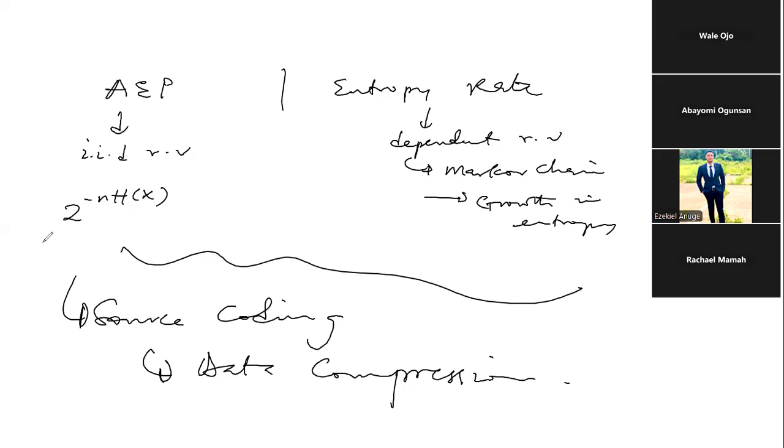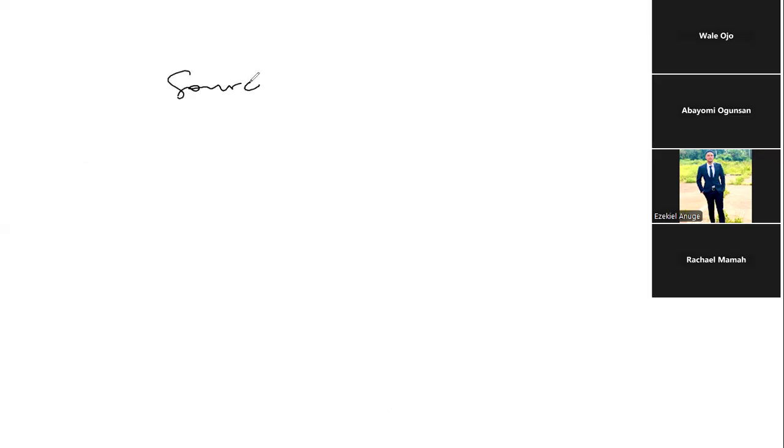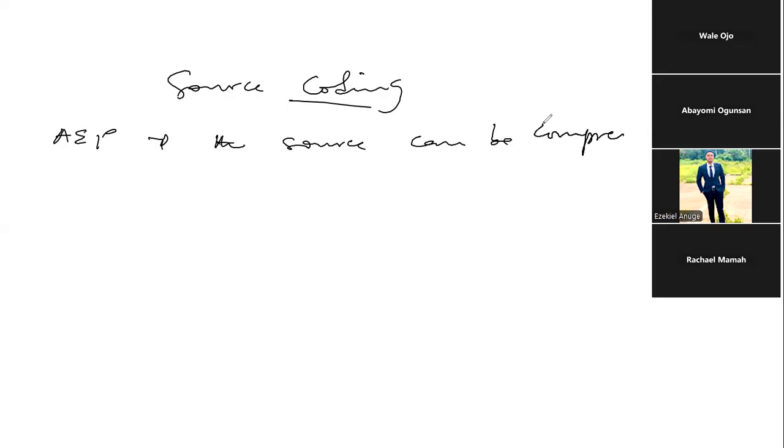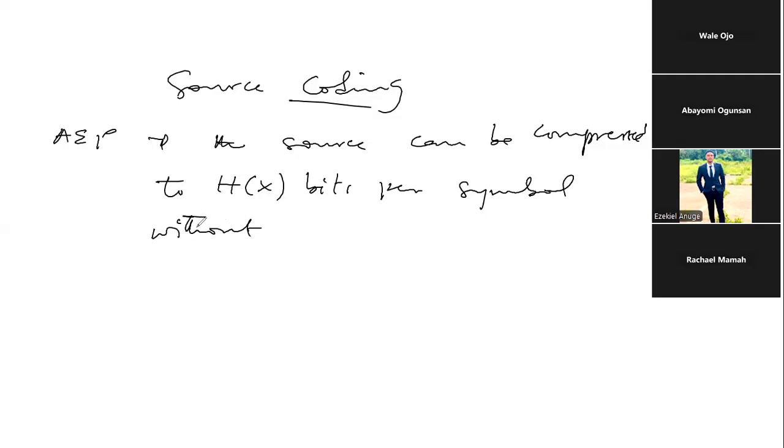Okay? So when we now begin to talk about source coding, we see that the asymptotic equipartition property justifies the Shannon coding theorem. And what does it say? It states that the source can be compressed to the entropy of the source bits per symbol without losing information, for which we saw the typical set.